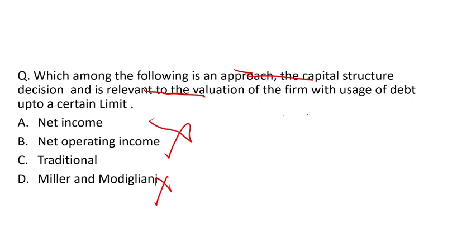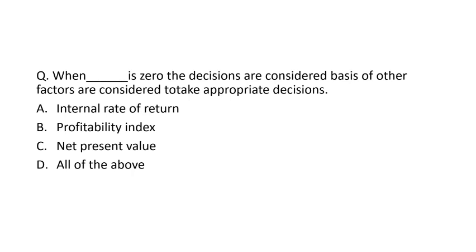Then, usage of debt up to a certain limit. This has been said in the traditional approach given by Ezra Solomon. He stated that a company should use debt only up to a certain limit, because after a particular point the cost of equity starts rising if the company exceeds the usage of debt. So option number C, traditional approach, is the right answer.